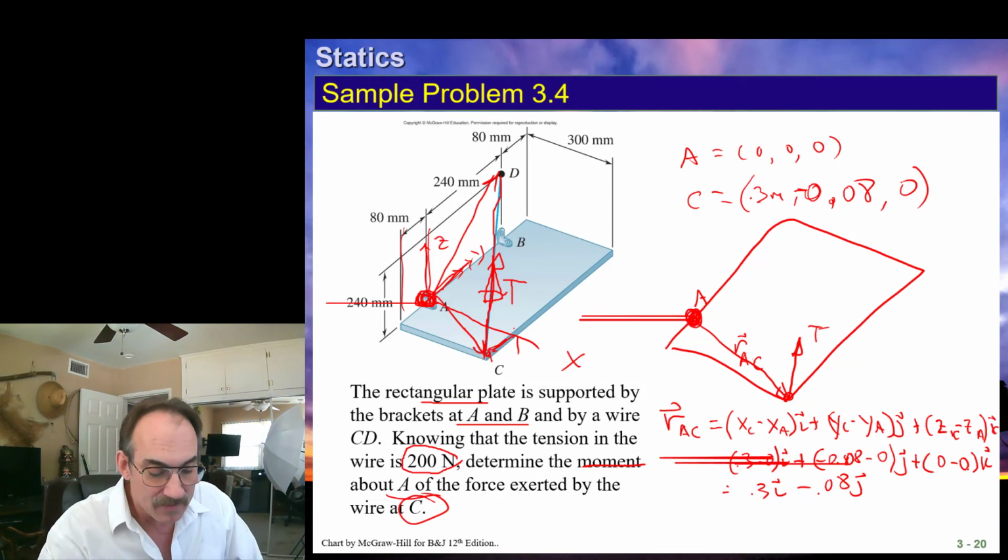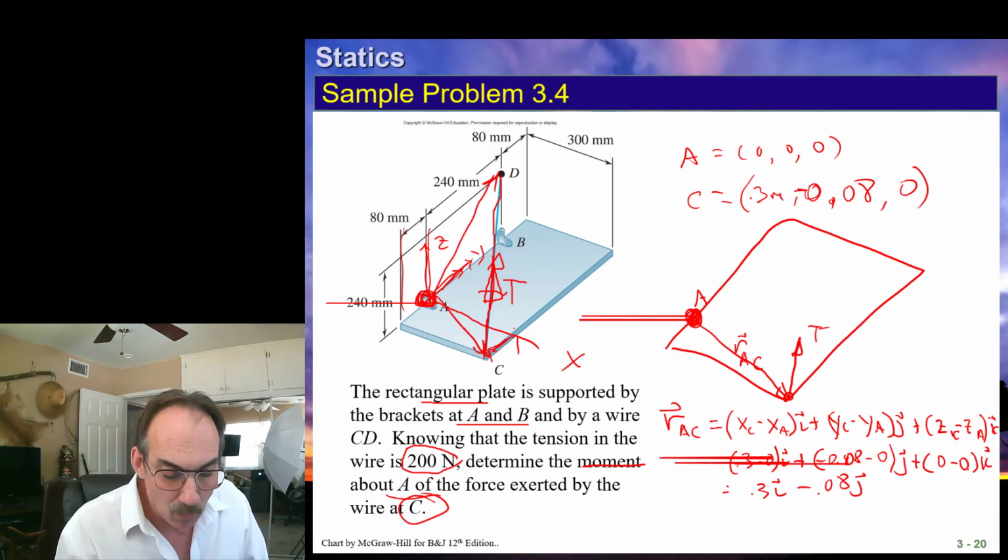So actually, the force is acting, we already know the magnitude of the force, T, right? So all we need to do is get a vector along this force T. We're going to need a unit vector. So what we need to do is choose any two components. So we're going to go from, now this force is acting from point A.